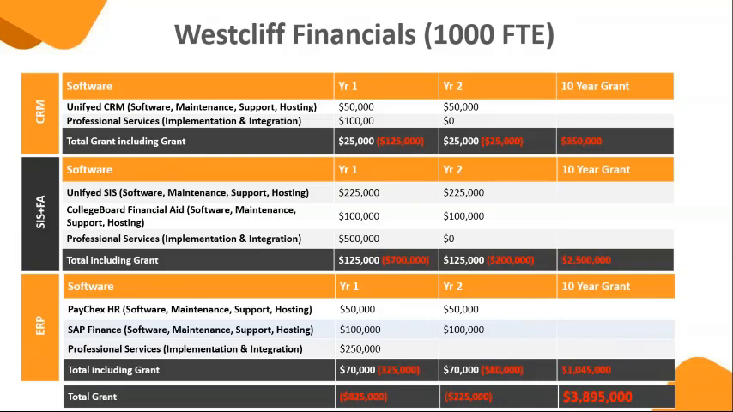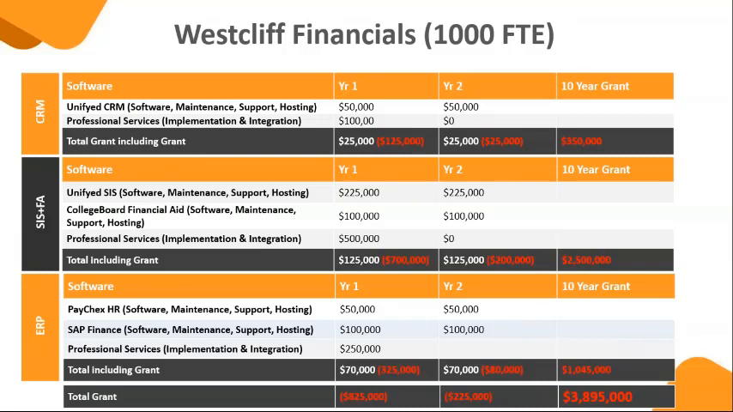But in the case of Westcliff, they decided to migrate to Paychex. They decided to migrate to SAP Finance. They decided to migrate to College Board. They decided to migrate to Unified. Now, in your case, you may not decide to change your Slate, for example, CRM. And if you decided not to do that, you would just eliminate the entire set of line items related to CRM and just focus on the line items that you needed.